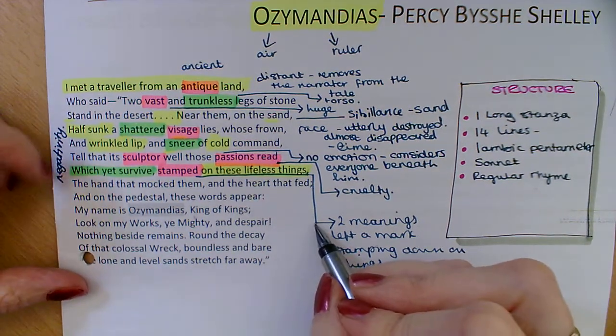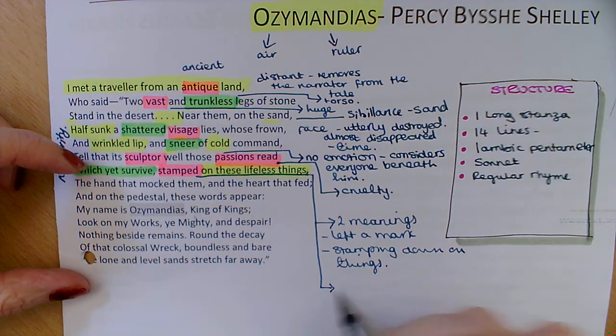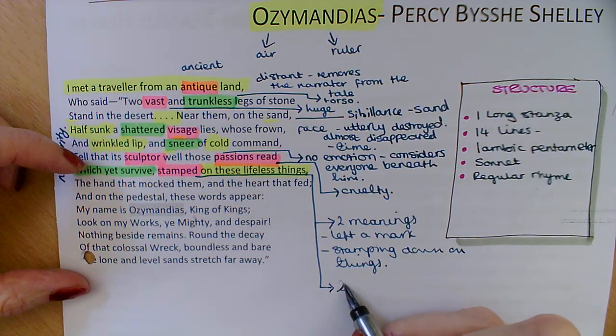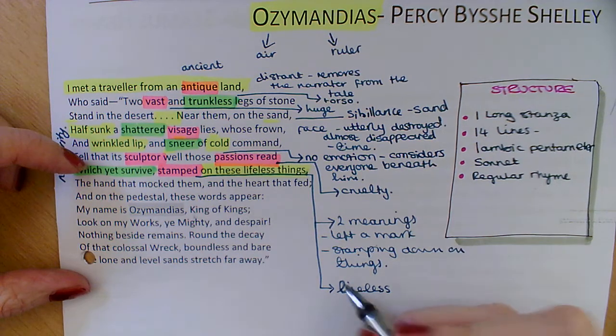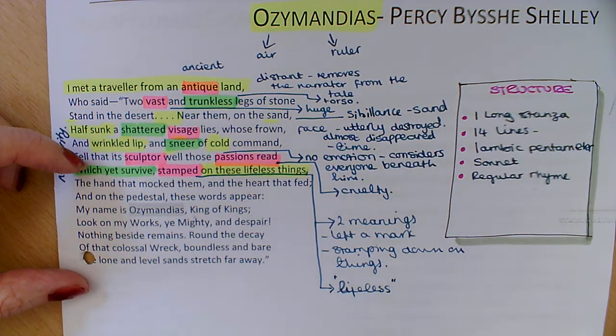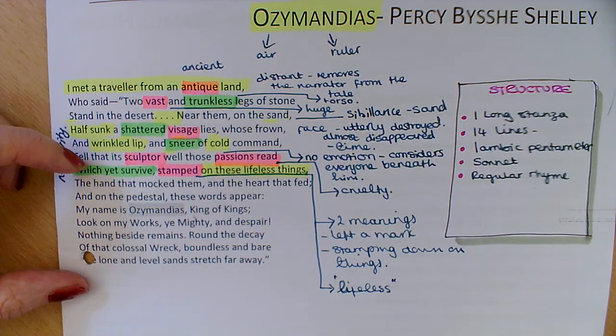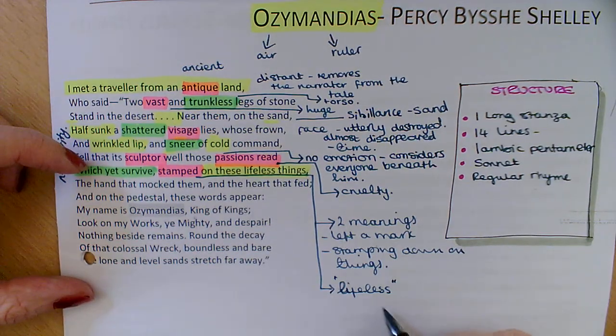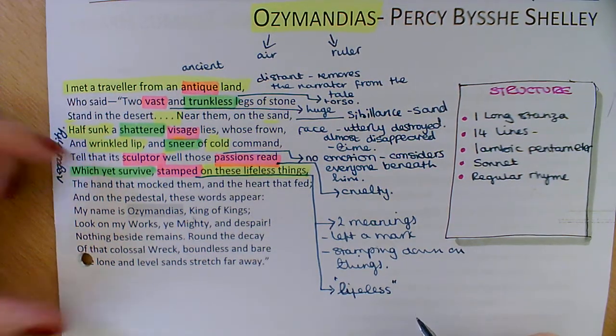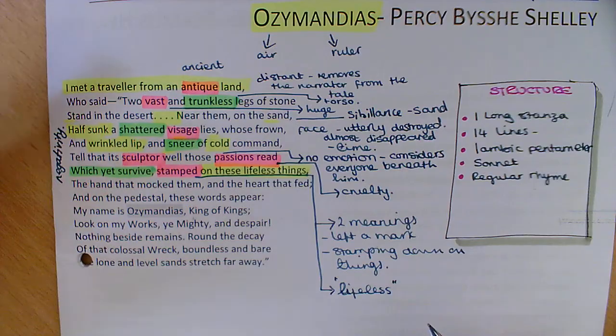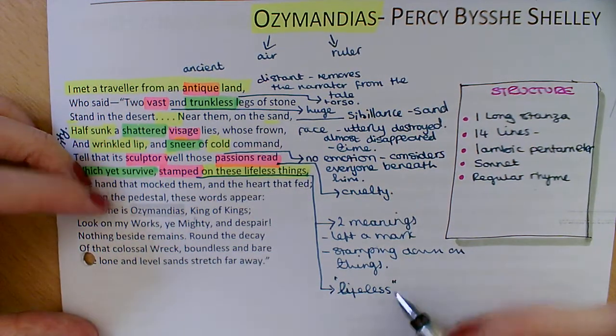I'm just going to bring one further down here. Okay, so lifeless. What's that reminding us of as readers? Where is Ozymandias now? He's dead. Yeah? He's dead, Jim. So we've got this idea that despite the fact that he was this powerful ruler, he still died like everybody else.